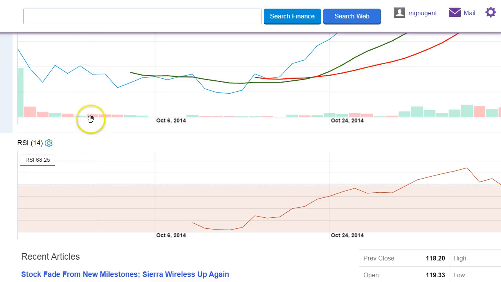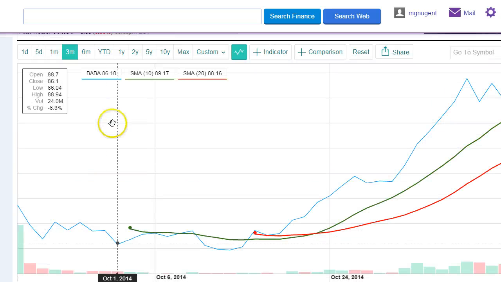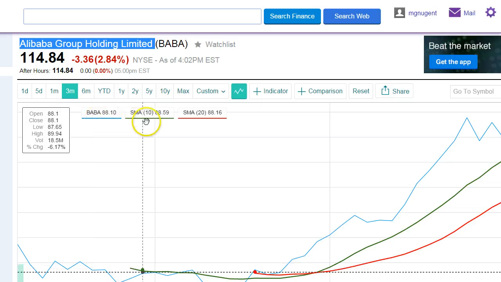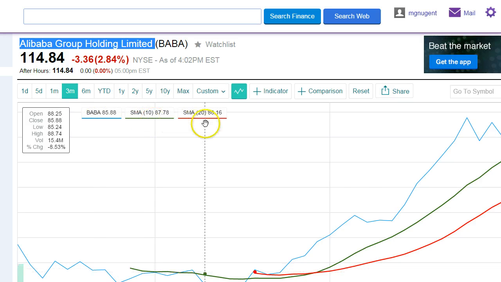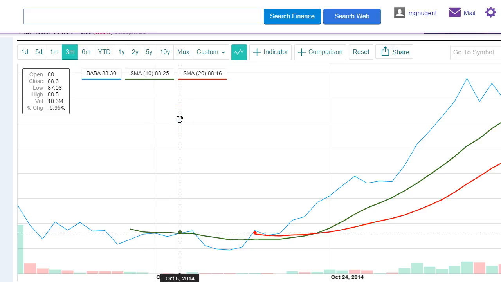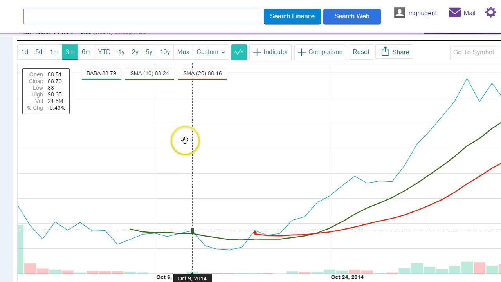Okay, so let's look at a chart for a little technical analysis first. Here I put up the blue line as the stock price, the green line as the 10-day moving average, and the red line as the 20-day moving average. Generally, we like to use a 50 and 100, but since this has only been trading for a few months, we have to use a shorter time frame.